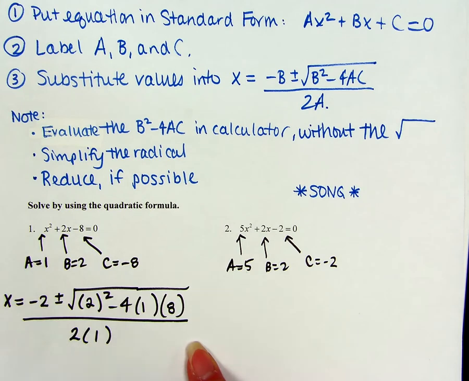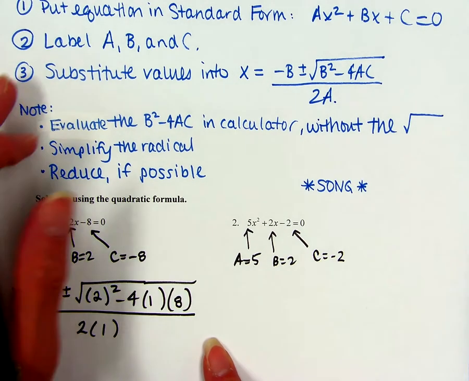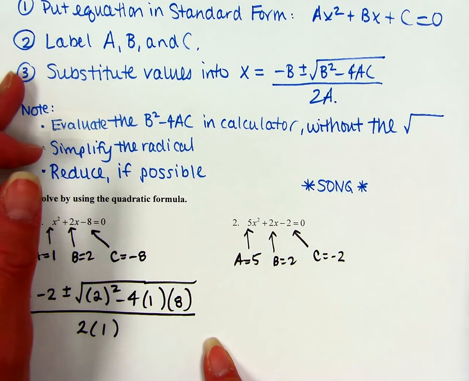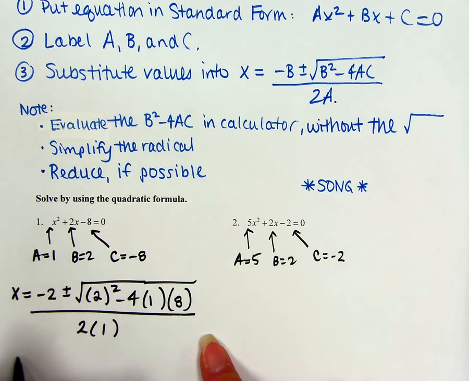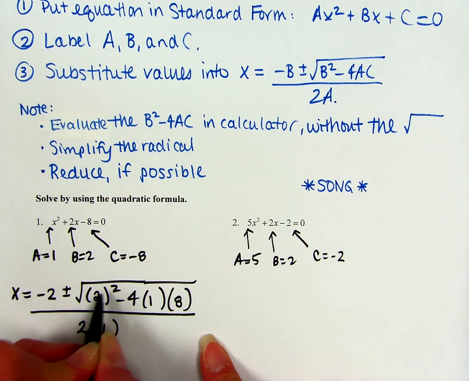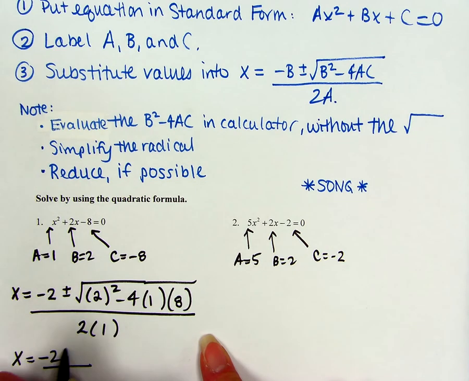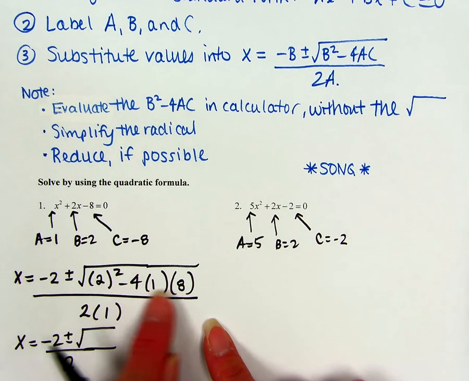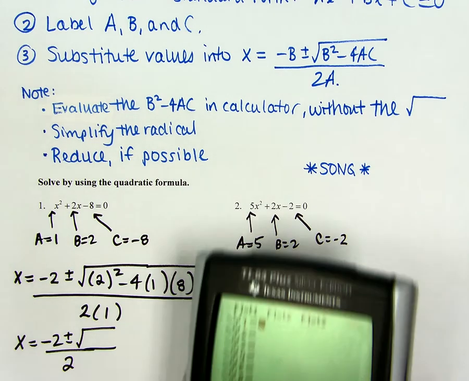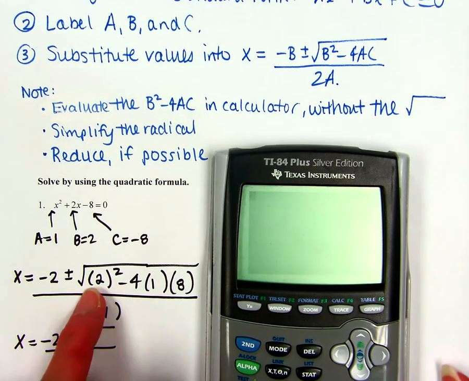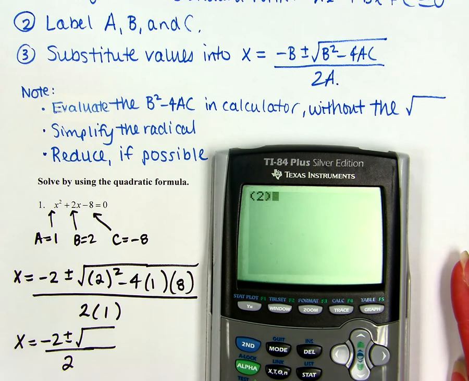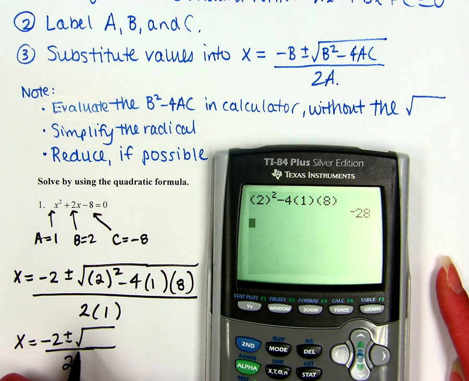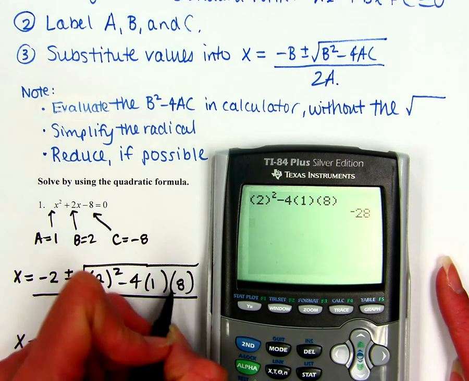Now that we've substituted into the quadratic formula, we have to simplify. You're going to get 3 numbers, one here, here, and here. Negative 2 is just negative 2. 2 times 1 is 2. This number you can get by doing in your head 2 squared minus 4 times 1 times 8. Or if you're going to use your calculator, I'm leaving off the radical. So all I'm doing is 2 squared minus 4 times 1 times 8. That is going to give me negative 8.